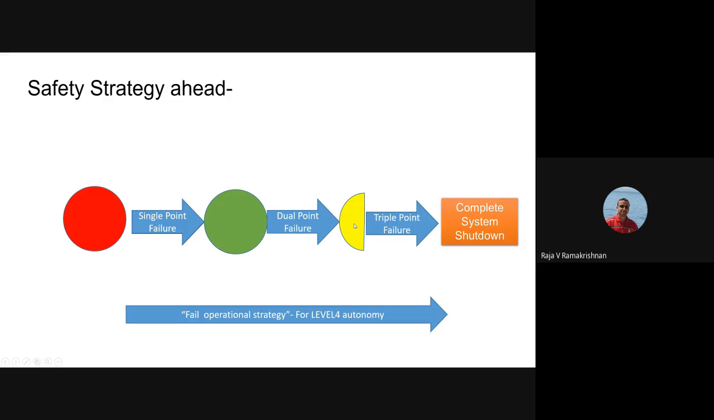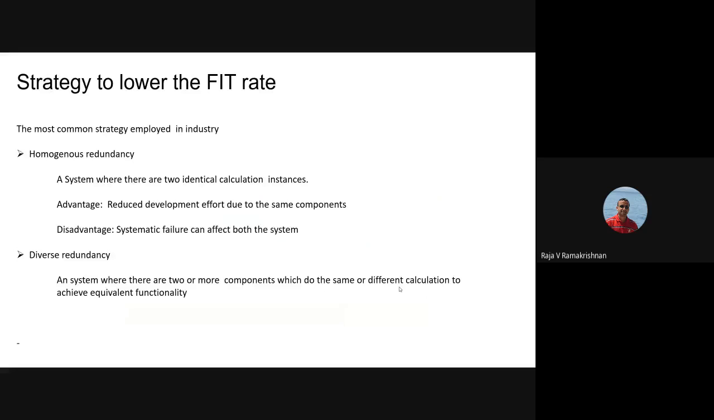And then there's a dual point failure. So there are multiple times it can happen by which the driver will be in a safer condition, even in a fully autonomous vehicle. So that's the key strategy going forward for our level 4 autonomy.